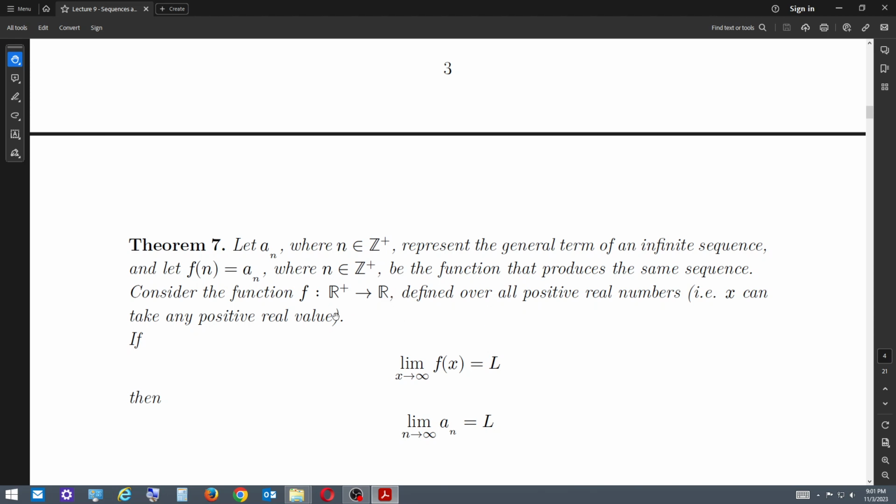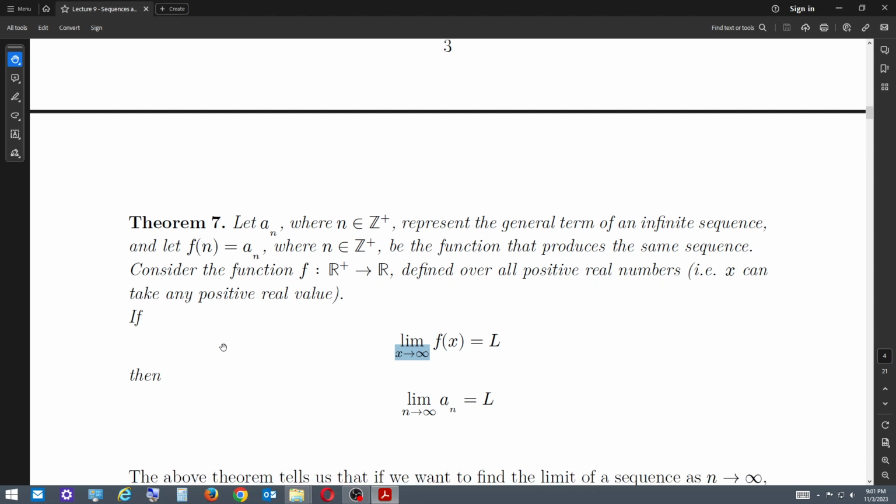So this is going to be defined over all positive real numbers. So x could take any positive real value. It doesn't have to be an integer value. And we're going to consider the limit of f(x) as x goes to infinity. The reason we took positive real numbers here is that as x approaches infinity, we don't really care about the negative values, because x isn't going to go through those values. To get to infinity, it has to go through a lot of positive values.